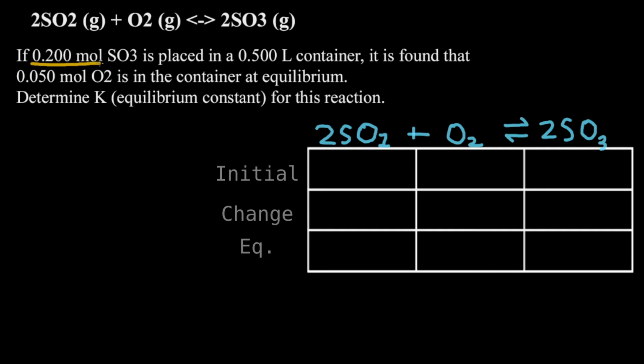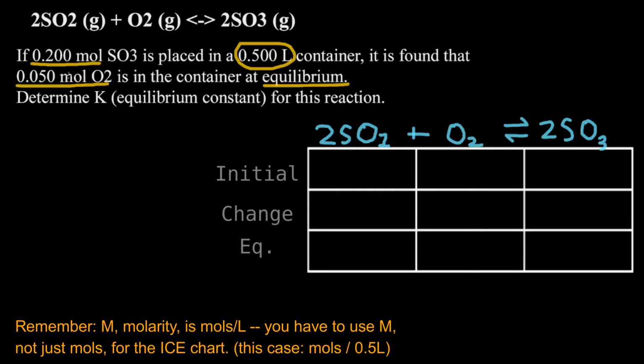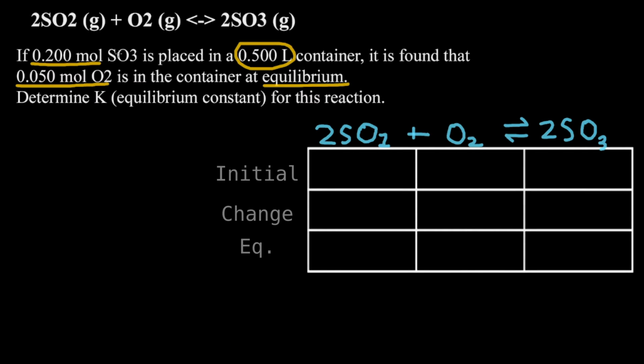We are given the moles of SO3 placed in the container, the moles of oxygen at equilibrium, and also the volume of the container. This means that we can find the molarity of these two substances. So first of all, let's find the molarity of SO3. SO3's molarity will be 0.2 times 2, because it's 0.2 over 0.5 liters. So this will be 0.4.